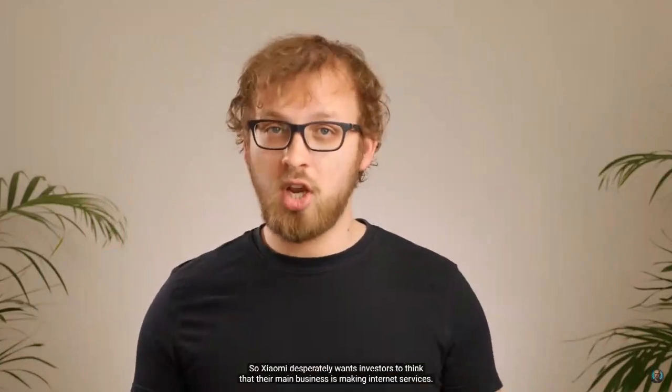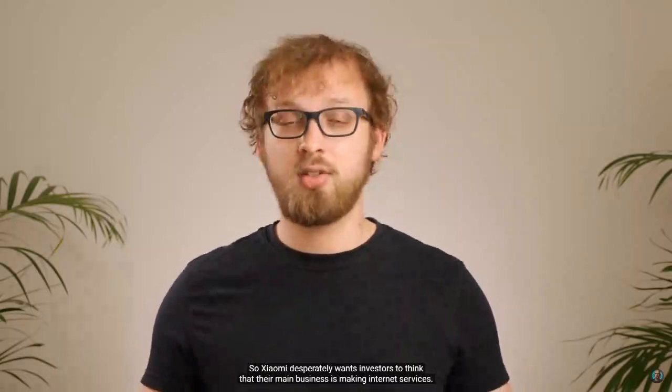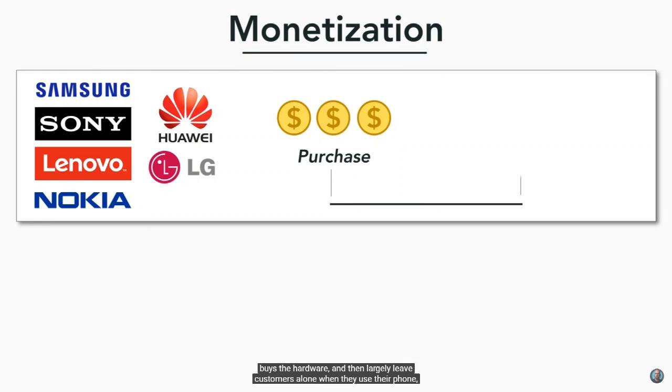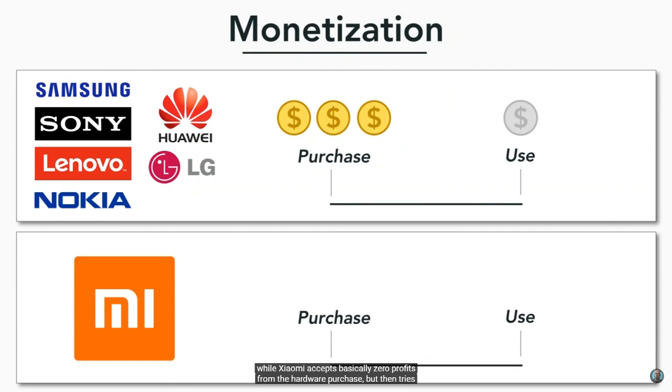But making internet services is a fantastic business, as Amazon, Facebook, Google, Microsoft, Alibaba, Tencent, and a million other very profitable internet services companies have proven. So Xiaomi desperately wants investors to think that their main business is making internet services. The difference is that traditional phone companies try to make their profits when the customer buys the hardware, and then largely leave customers alone when they use their phone. While Xiaomi accepts basically zero profit from the hardware purchase, but then tries to make money from their customers during the usage period.